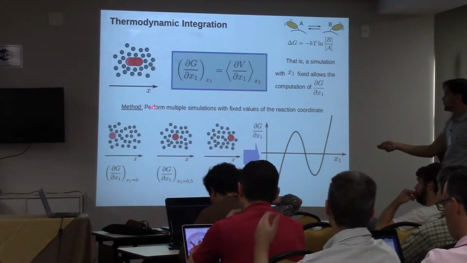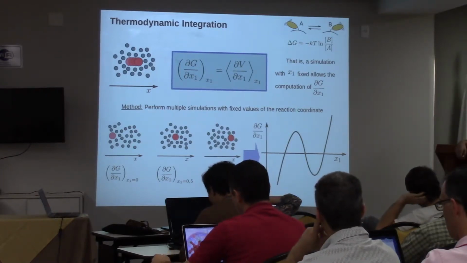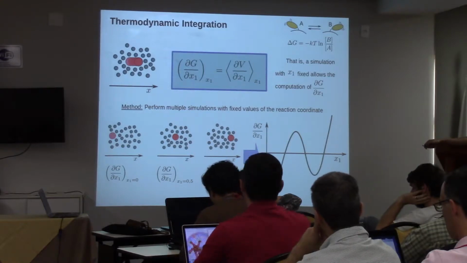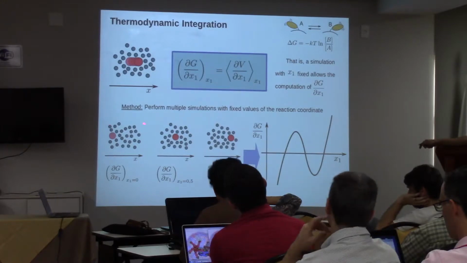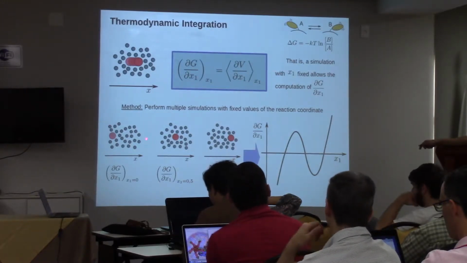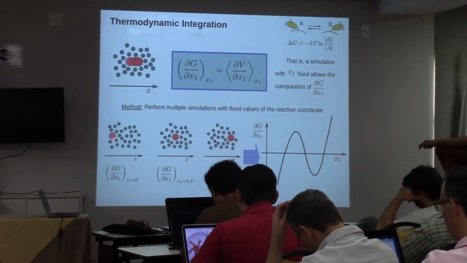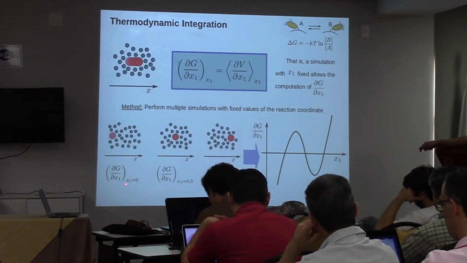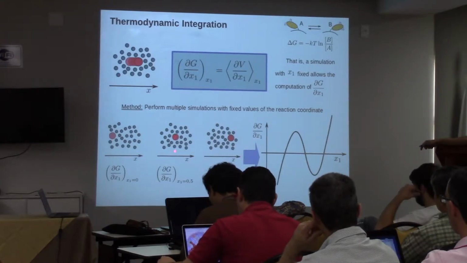So what we do, we perform multiple simulations with fixed values of the reaction coordinate. So we do a simulation in which the reaction coordinate is fixed in a specific value. This simulation progresses and samples configurations which are compatible with this specific value of the reaction coordinate. And from this simulation, we can compute the derivative of the free energy in this reaction coordinate. Then we do another simulation in which the reaction coordinate is fixed in a different value.